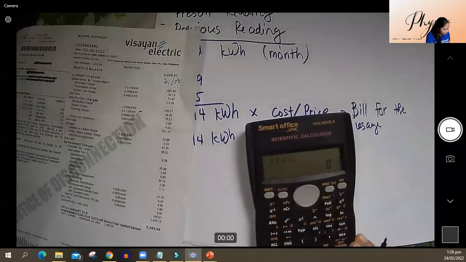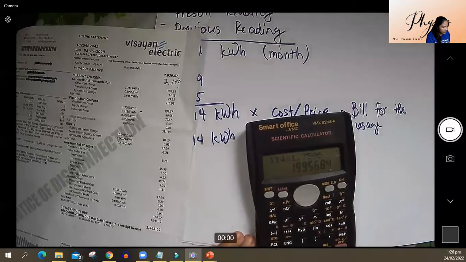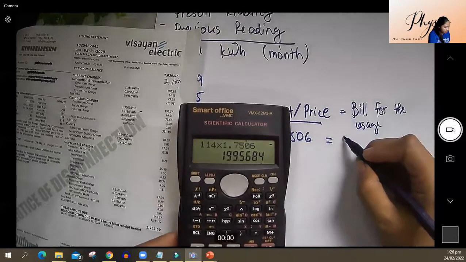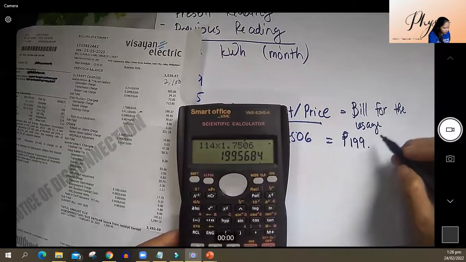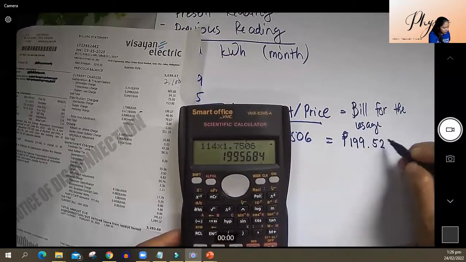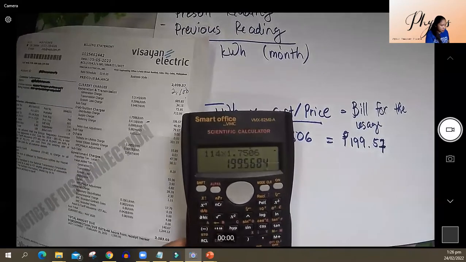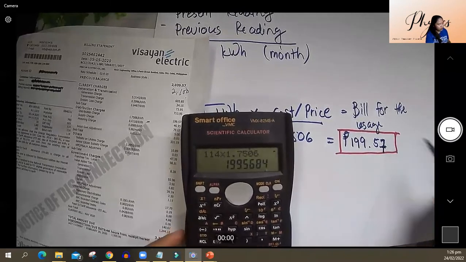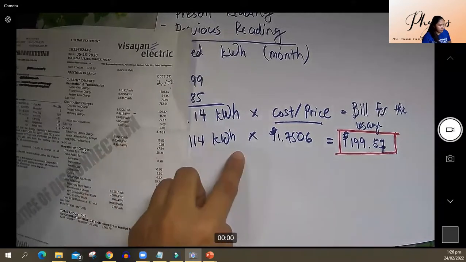Times 1.7506. All right, and it will give us 199.5684. So we can round it off to the second decimal. So 7. So this will become 7. Okay, so this one is our bill for our usage. Okay, for using 114 kilowatt hour in a month.